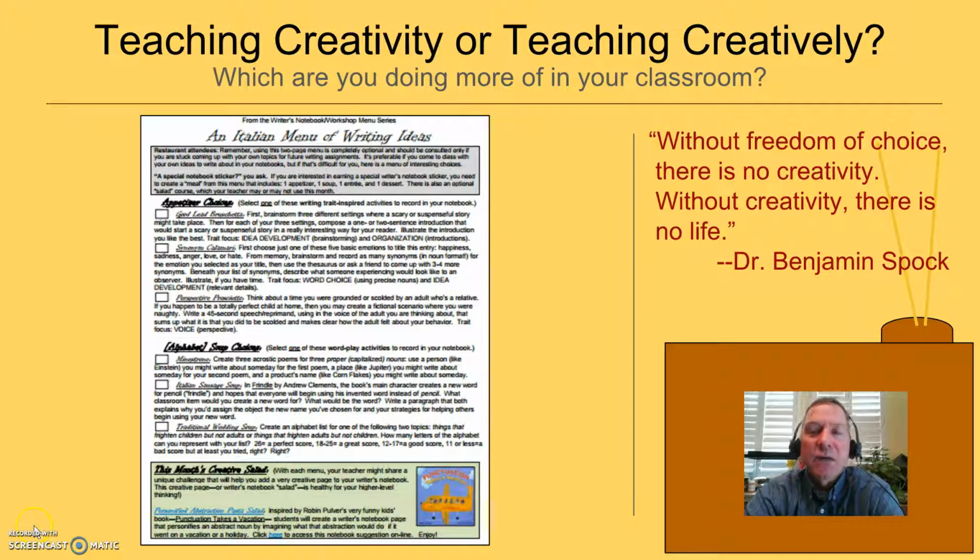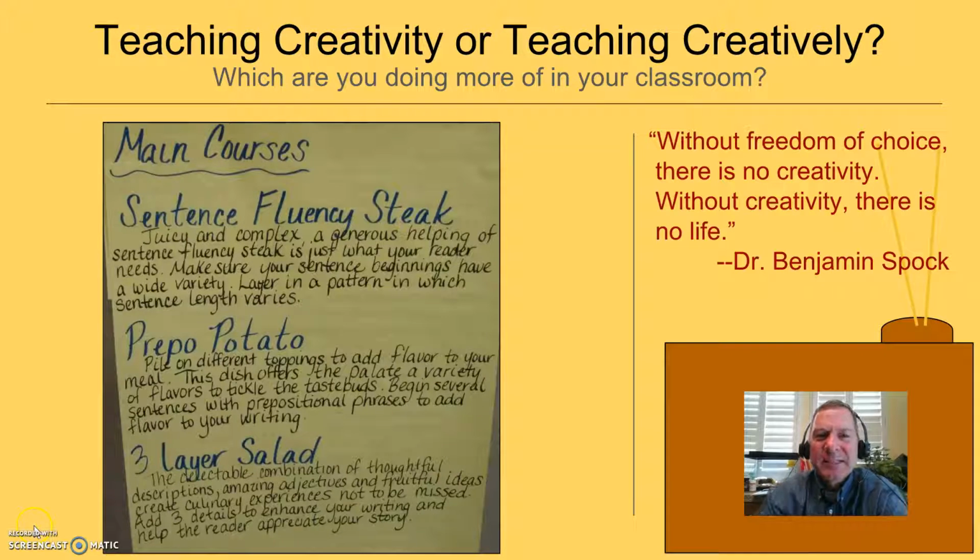I completely buy into the Dr. Benjamin Spock quote. And I also completely admit that when designing choices, it does take a little bit longer, but if you design well, the time makes it worth the investment. This is a menu that teachers I worked with actually created, very similar to the Italian menu of ideas I give my students, which is ideas for things they can write about, writing prompt choices. This particular menu, I was pleased with the teachers' creation because these are choices they were going to give to their students to allow them to revise a draft of writing that they were working on.